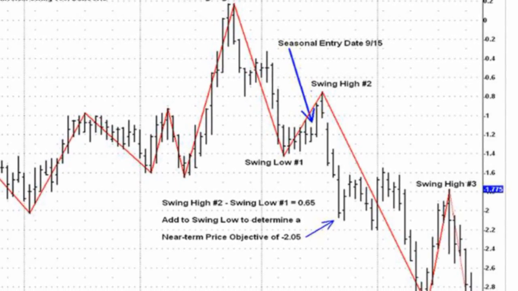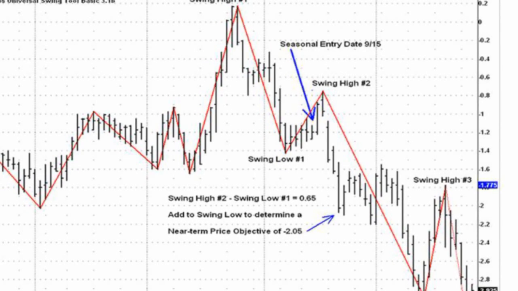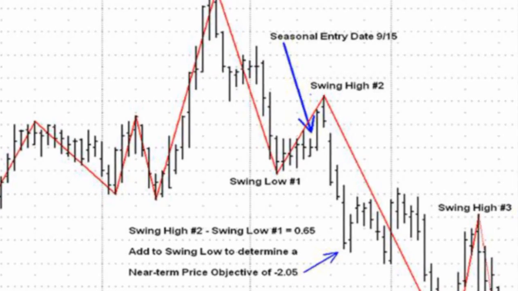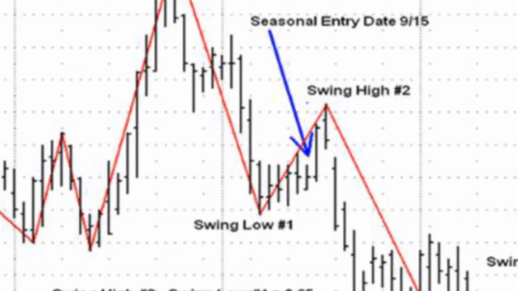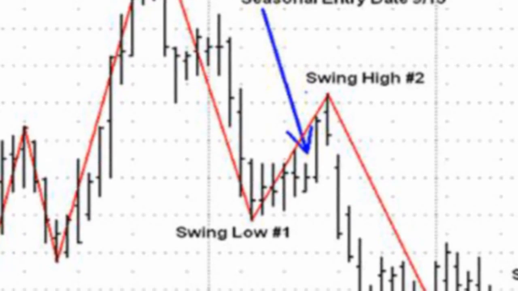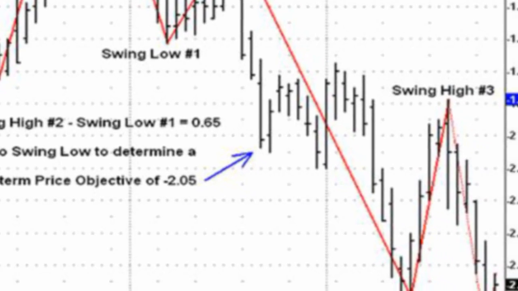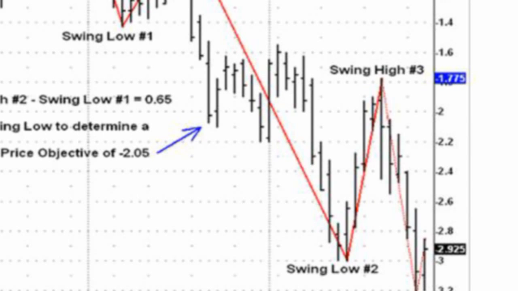We begin to see a lower high, lower low pattern develop. And just as a traveler would use a map to anticipate the road ahead, we can do something similar by taking the difference between the swing low number 1 and swing high number 2 and adding this to our swing low, which is minus 205. In just a few days, the market reached our near-term price objective and then reacted the very next day with a reversal at minus 210.